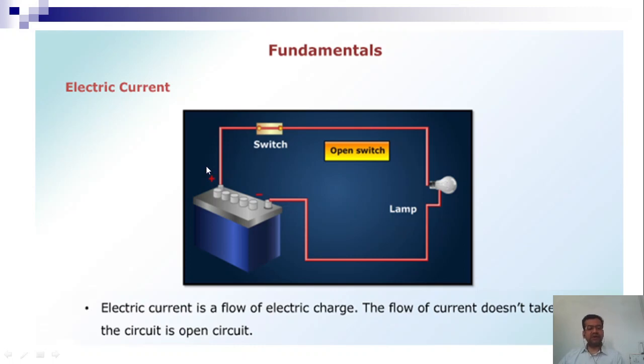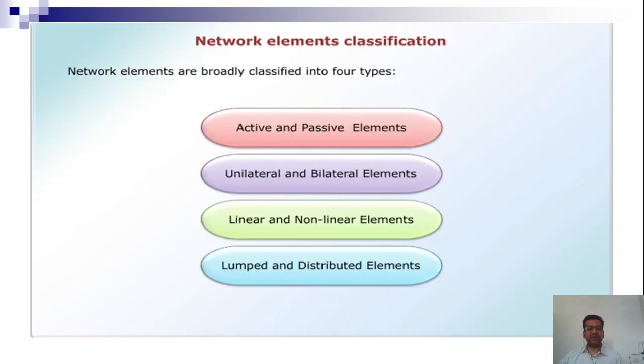Coming to current, we already know that without a closed circuit, current will not flow into a circuit. The circuit should be a closed path. Electric current is a flow of electric charge. The flow of current does not take place if the circuit is open circuited.